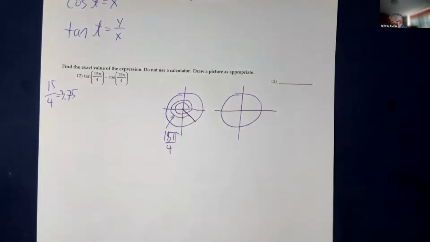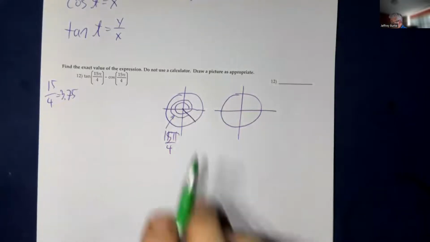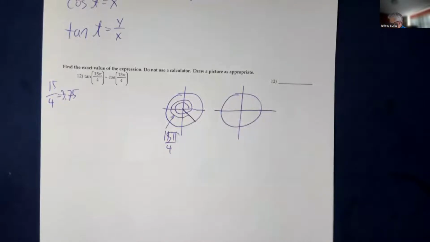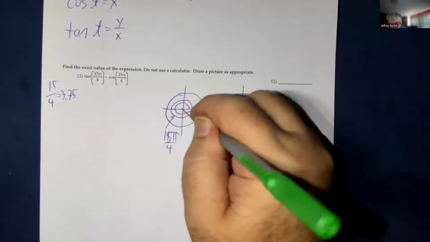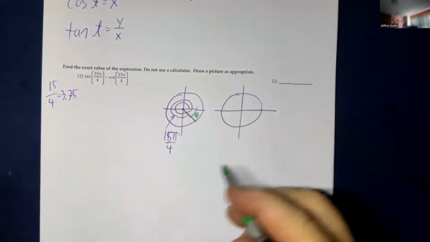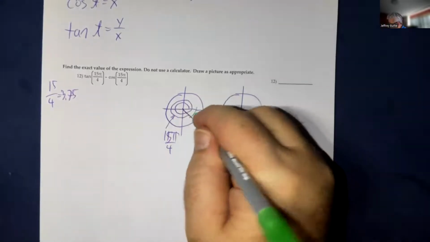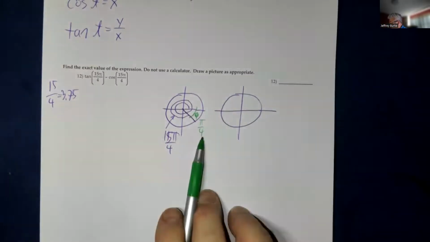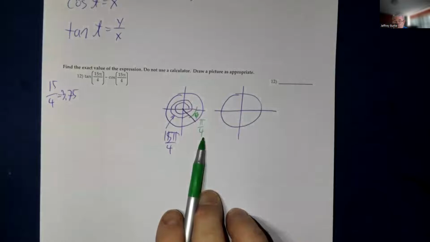What I'm really interested in knowing is, since this is an angle in the fourth quadrant, how far it is away from the x-axis. Since we're talking radians, you can write it as pi over 4 radians, or 45 degrees, which makes sense because 15 pi over 4 plus 1 pi over 4 will give you 16 pi over 4.